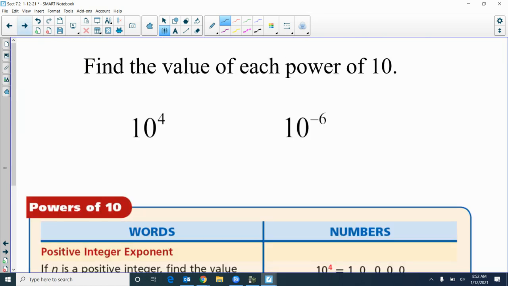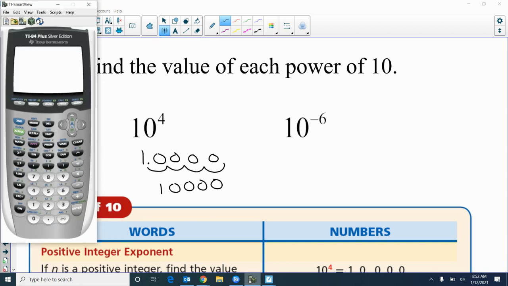So if you think about 10 to the 4th, start with the number 1. Think about it as 1.0, and if it's a 4, we move it how many places to the right? You're going to move it 4 places to the right. So 1, 2, 3, 4. And so in the end, 10 to the 4th is the same as 10,000.